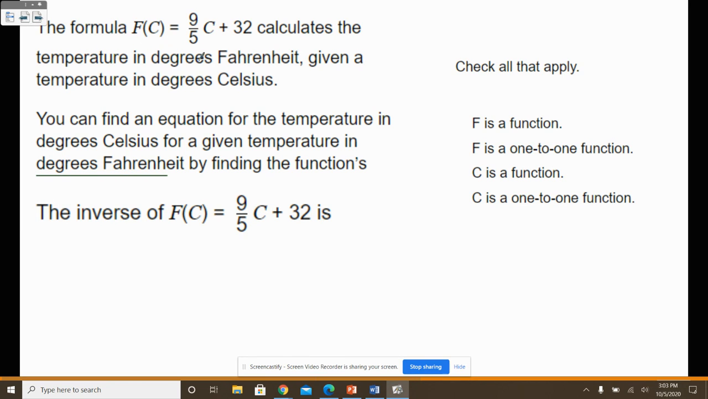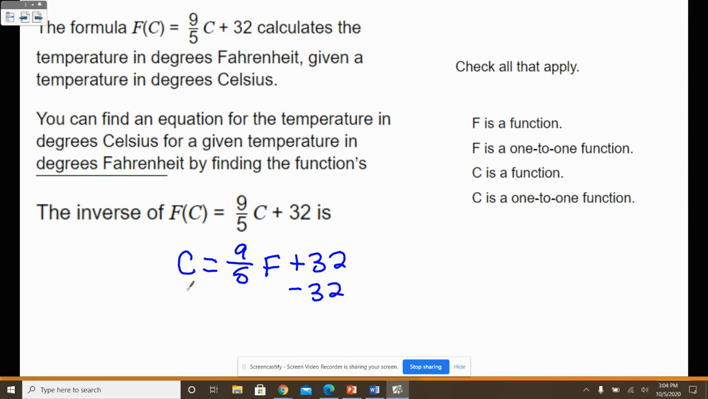Okay, last example, I think, of when we'll be using an inverse. You have a formula for Fahrenheit to Celsius. You've seen this before. You plug in the Celsius and you'll get a Fahrenheit. Now we can find an equation to go from Fahrenheit to Celsius, okay? So you can find an equation by finding the inverse. So the inverse of this would be what? Well, we're going to switch the x and y and solve for y. So in this case, we're going to switch the c and f and solve for f this time.